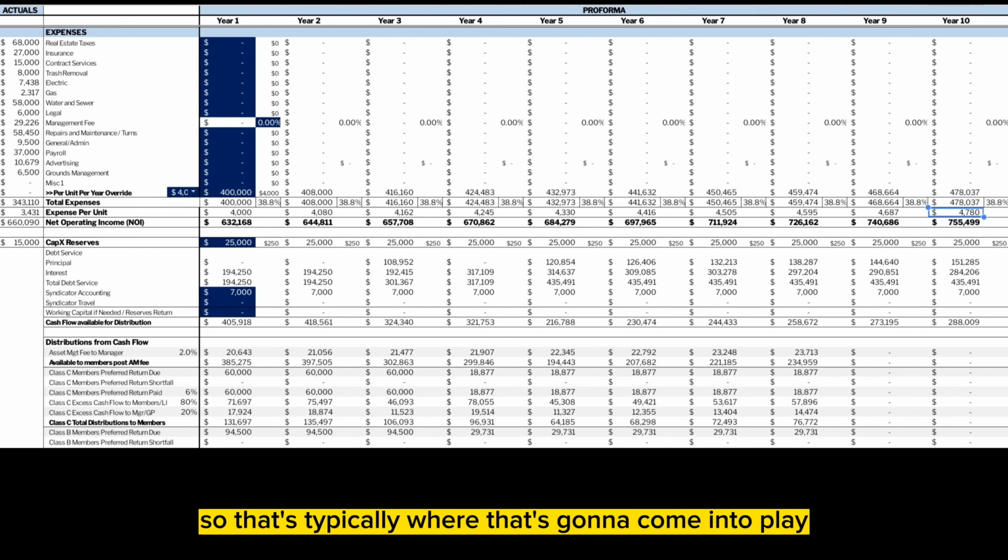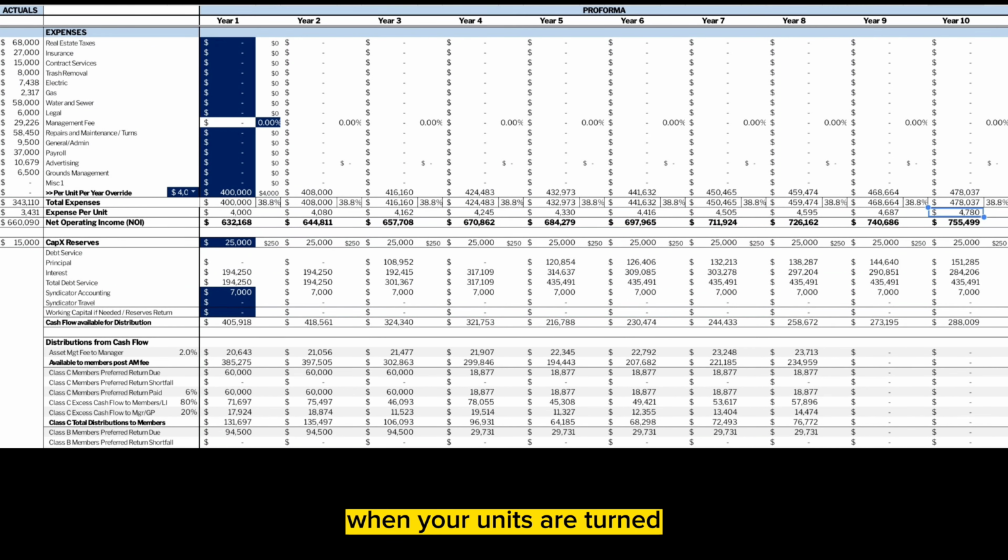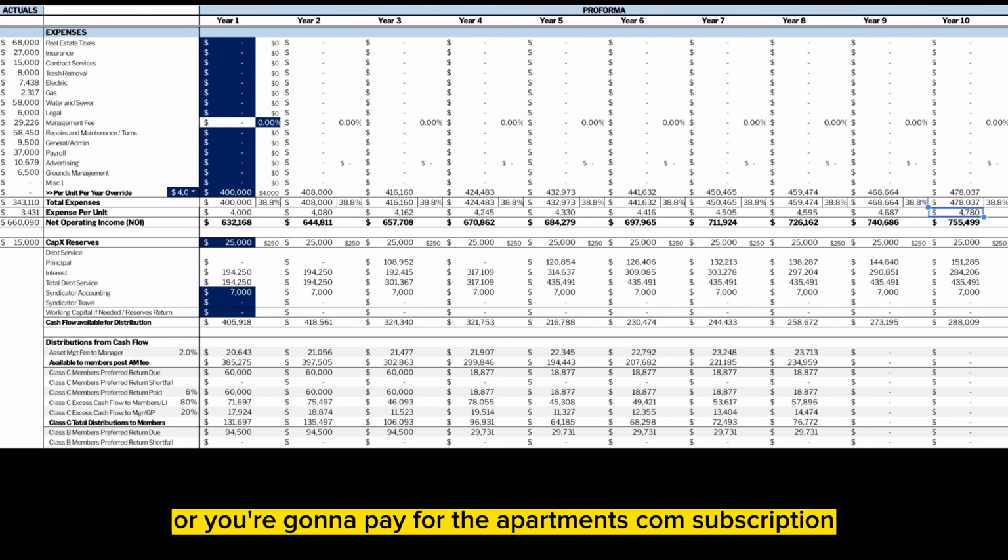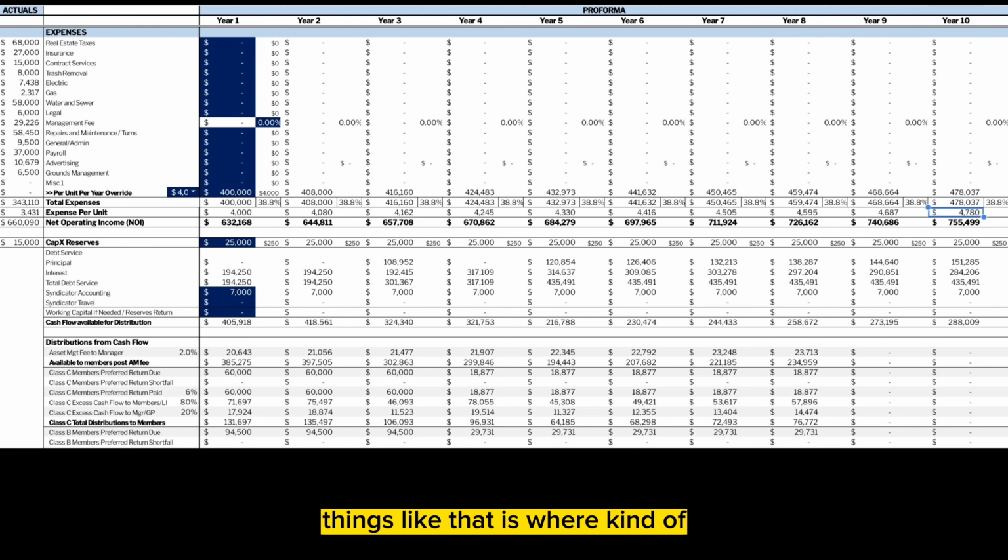Advertising. So let's say you're going to run Facebook or Google ads when your units are turned and you're ready to try and lease them up. You're going to maybe run some ads, or you're going to pay for the apartments.com subscription, or you're going to pay for third-party listing services. Things like that is where your advertising costs are going to come into account.